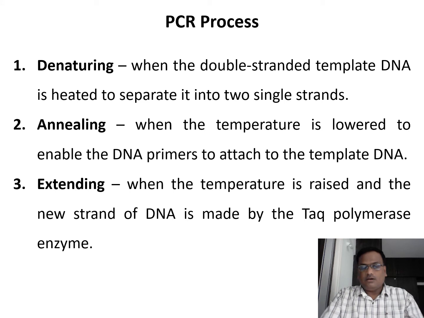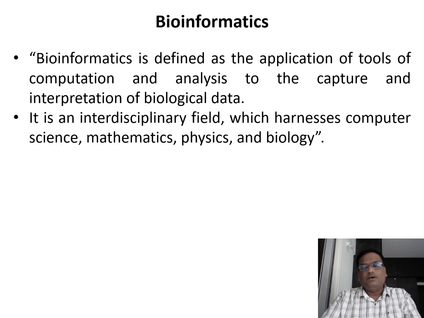Unless all the conditions are met, it is not going to happen. So you have to maintain all the proper conditions and you have to maintain a sufficient number of raw materials, enzymes, etc. At the end of many cycles we are going to get a sufficient number of DNA copies, the fragments of the DNA. Now that's about the PCR.